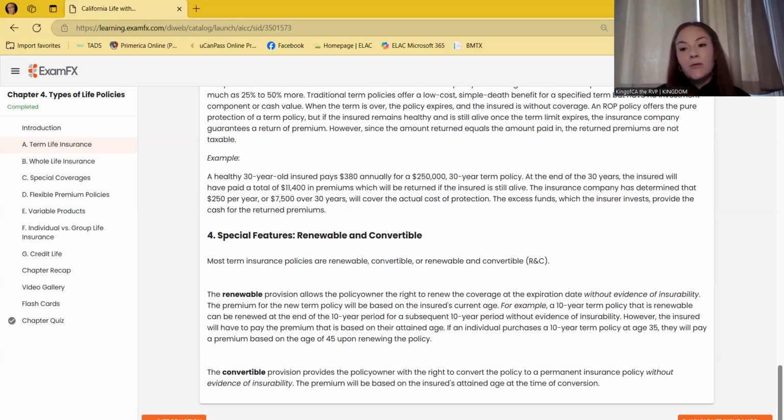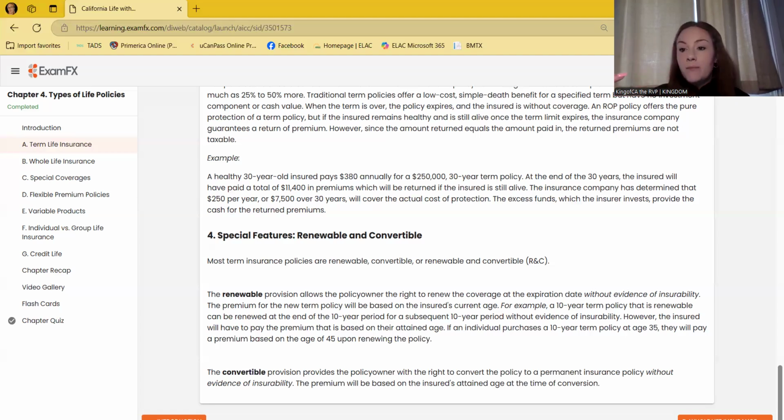Now, really quickly, I don't think that you'll get this on your test, but we're going to go over two words. There's renewable option and convertible. These are going to be in options and provisions, or provisions and options. Renewable just means that you can renew this policy at the end of the policy, when this policy matures, we can then renew.